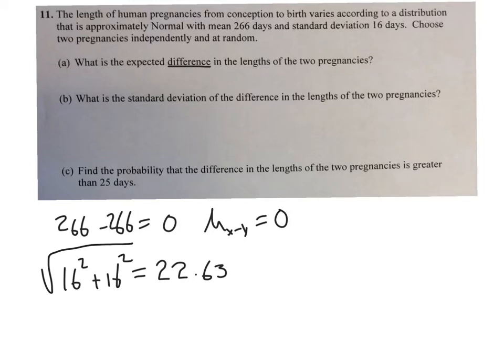Now let's look at letter C. Find the probability that the difference of the lengths of the two pregnancies is greater than 25 days. Okay, I think we know how to do this. Let me move some stuff out of the way.